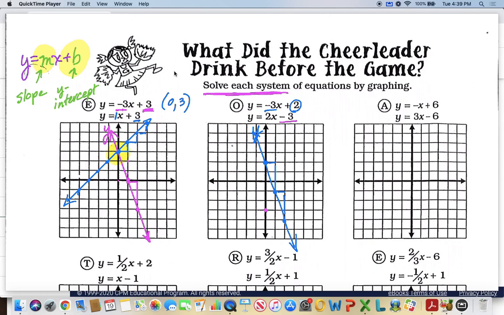And then we need to go over 1 and up 2 because our slope is 2. So there's the next point. Over 1, up 2. Next point. Over 1, up 2. Over 1, up 2. Okay, so now we've got these points, and we can connect those together.